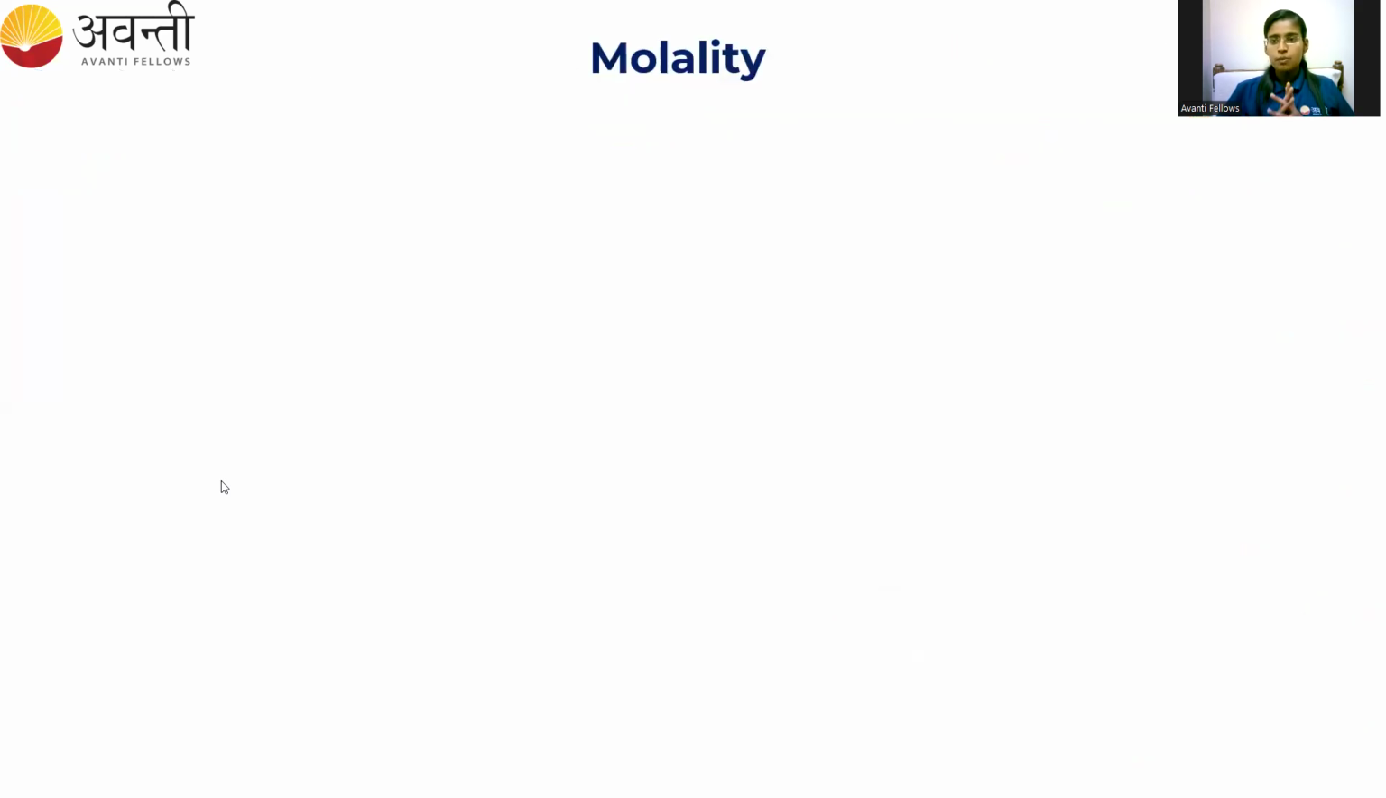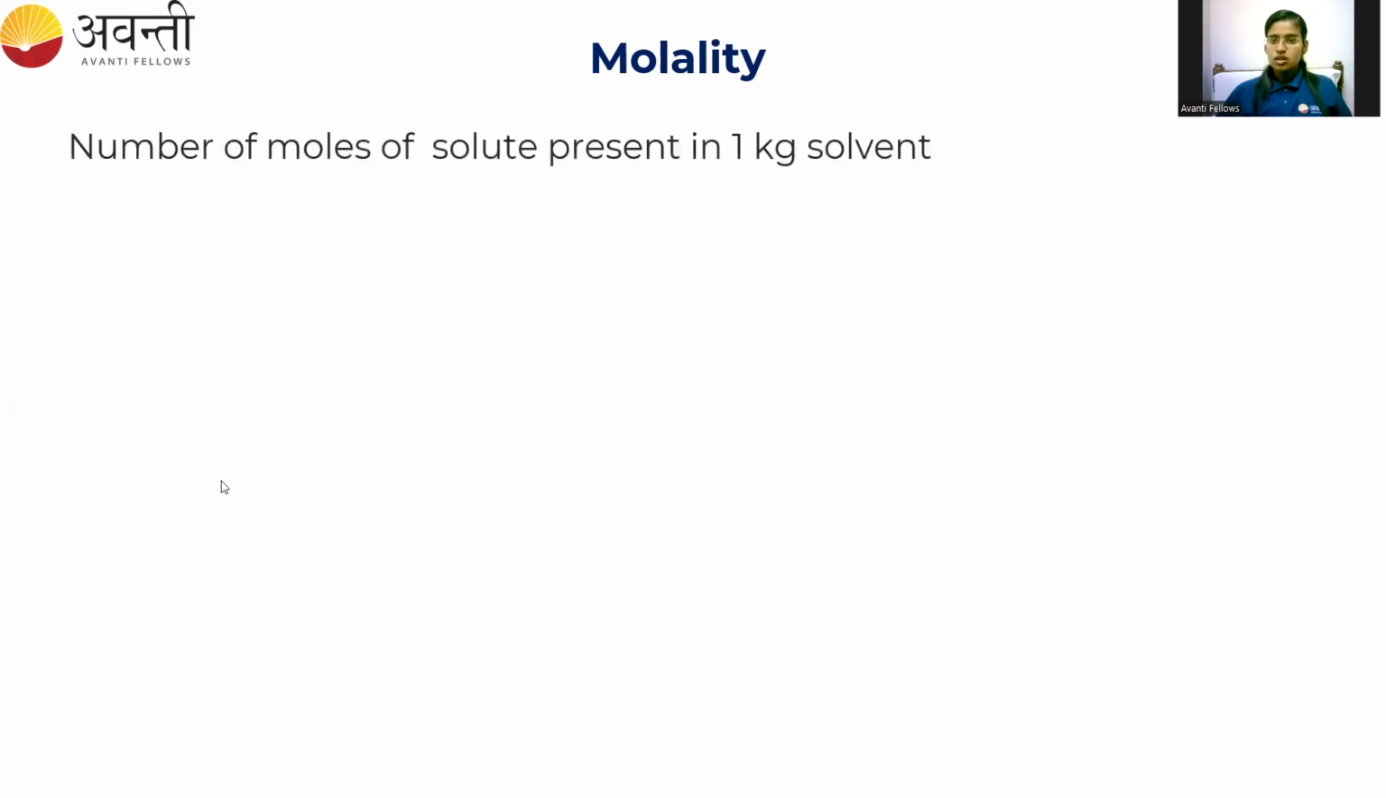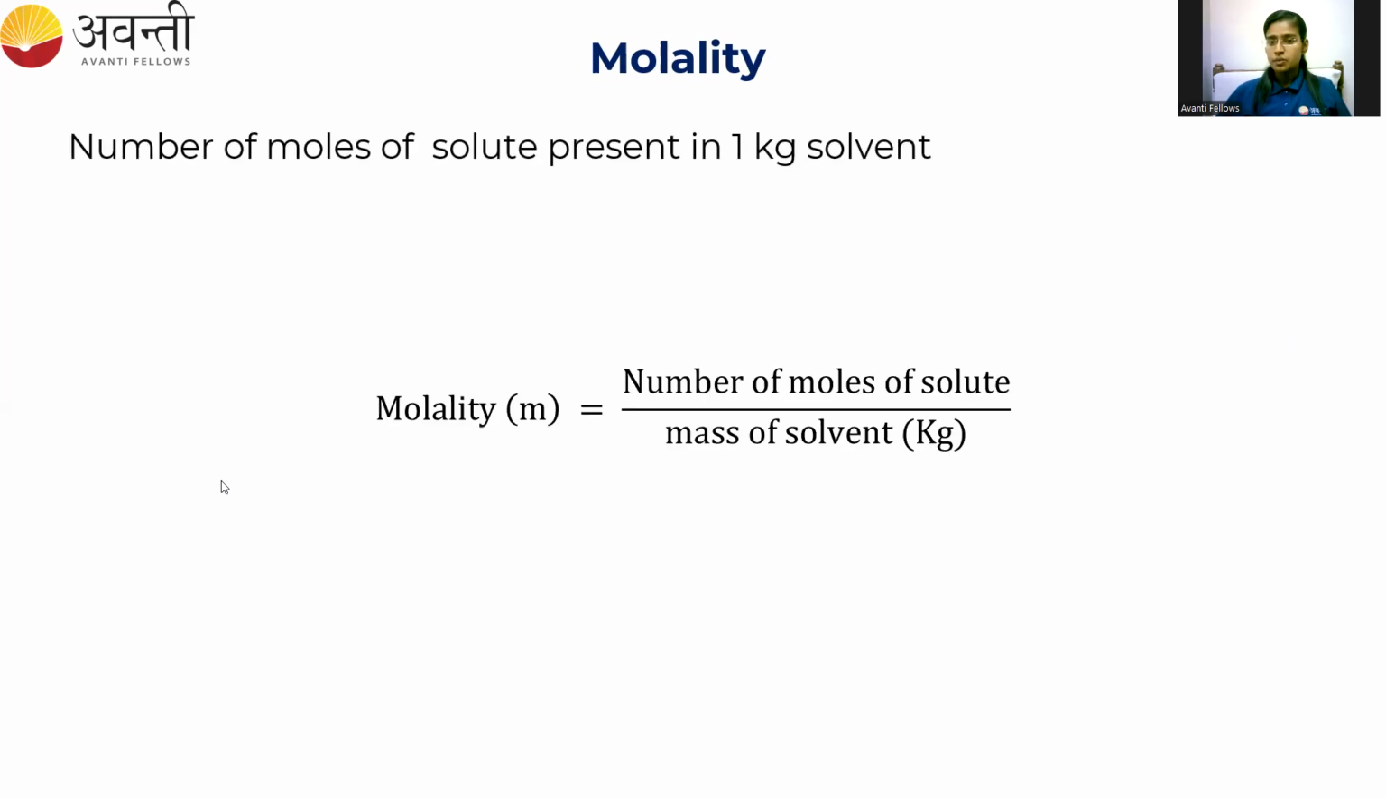Molality is the number of moles of solute present in 1 kilogram of solvent. So, for molarity and molality, the numerator remains the same. In the numerator, you will have the number of moles of solute. That remains the same. Only the denominator changes.